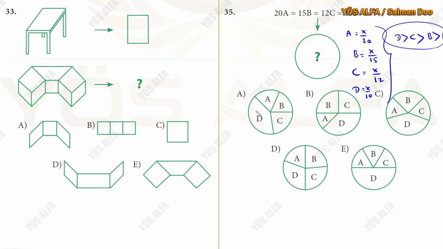D is the largest, second largest is C, but A and B look the same. So this one is not correct. D is the largest, and then C and B are the same. This one is also incorrect. A, B, C look the same. So this one is also eliminated. D is the largest, and then second largest is C, and then B, and then A. So this one agrees with the expression we got here. So the answer is D.